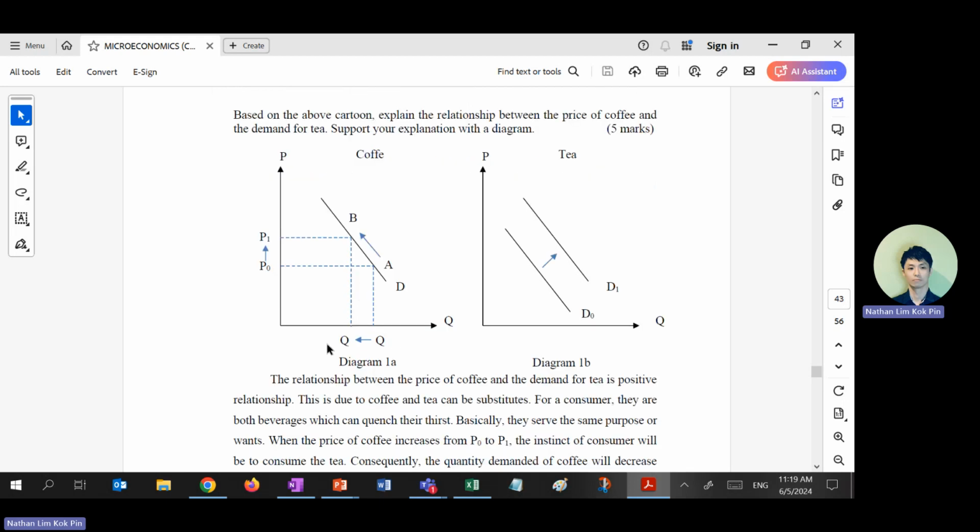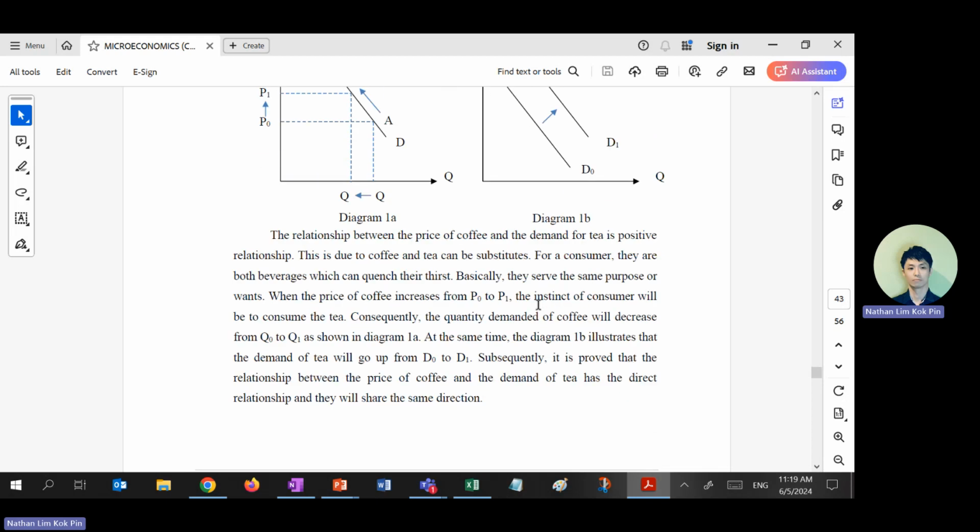After that, the diagram. Label the diagram, although it's not necessary, 1A, 1B, to make it clear for me to mark. The relationship between them is positive. I don't want to start with substitutes, because then only they are substitutes. For consumers, they are both beverages that can quench their thirst. I don't want to again write satisfy the same wants or needs, so boring.